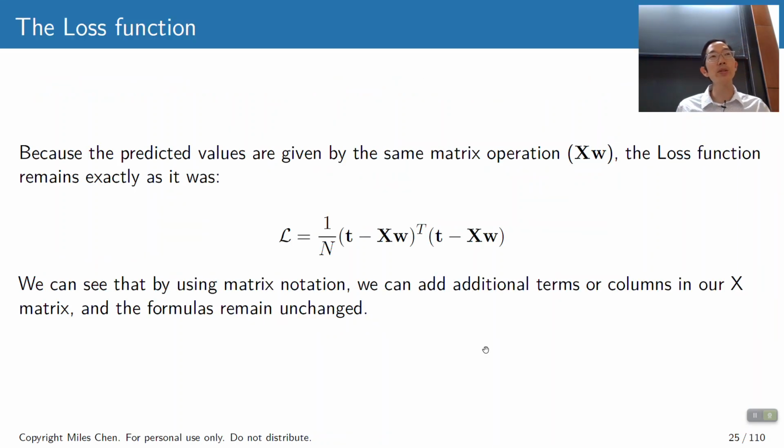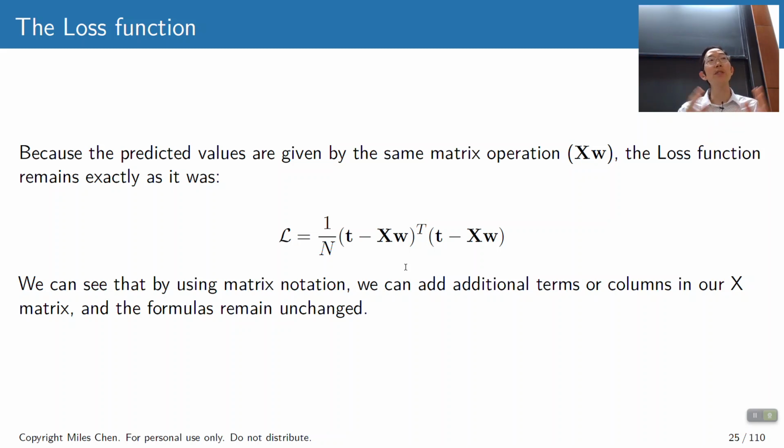And therefore, when we ask what the loss function is, this is the loss function that we had when we just had two values in w. But it's the exact same loss function when we have three values in w. And it's the same loss function if we have a linear model with 17 columns or 200 columns. It's all going to be t minus xw transpose, t minus xw, times 1 over n to get the mean squared error. So by using matrix notation, we can add additional columns in our X matrix, and this formula for calculating the loss remains exactly the same.